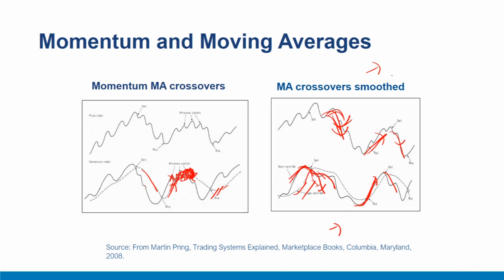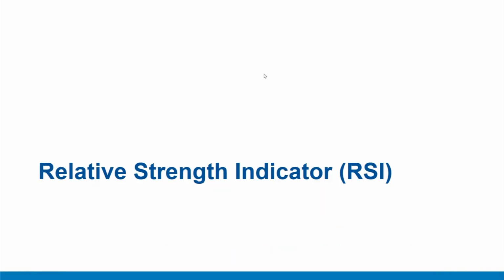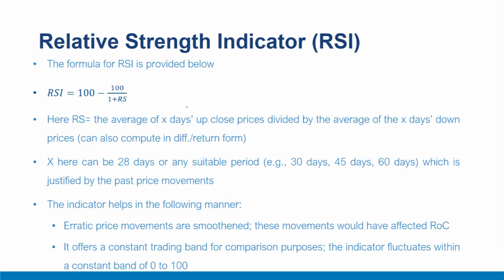Momentum generally offers leading signals because it moves in advance as compared to the actual price action itself. In this video, we'll discuss the relative strength indicator, that is RSI. The computation of RSI is very simple with this formula. RSI equals 100 minus 100 upon 1 plus RS, where RS is the average of X days' up close prices divided by the average of X days' down prices. One can also compute the difference or return form for RS.